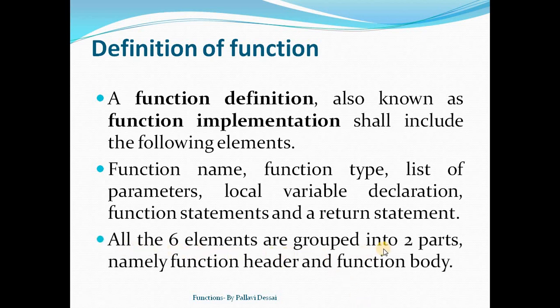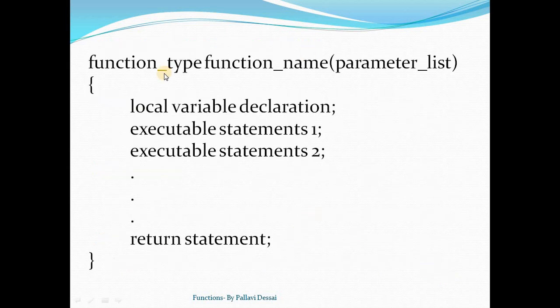All the 6 elements are grouped into 2 parts, namely function header and function body. So we can see over here the format of a function definition: function type, function name, parameter list. No semicolon is given over here. Remember that no semicolon is given over here. If you give a semicolon, compiler will not give you an error message, but your program's output will be wrong.